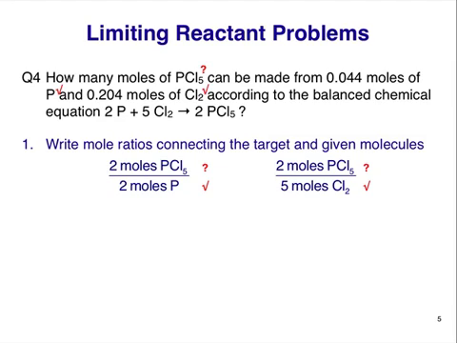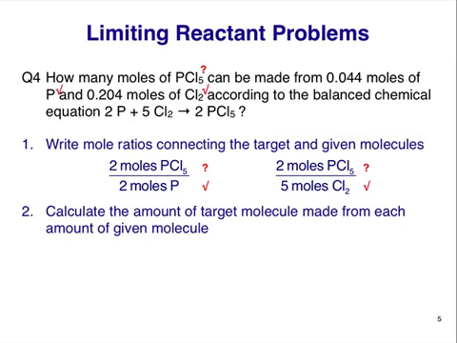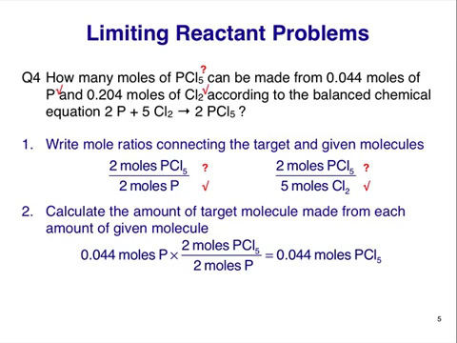Step 2 is to set up the equations. This is the first one, 0.044 moles of phosphorus multiplied by the mole ratio that we wrote above. The units cancel, and the result is that we can make 0.044 moles of PCl5 from 0.044 moles of P. This makes sense because they're in the ratio 2 to 2 in the chemical equation.